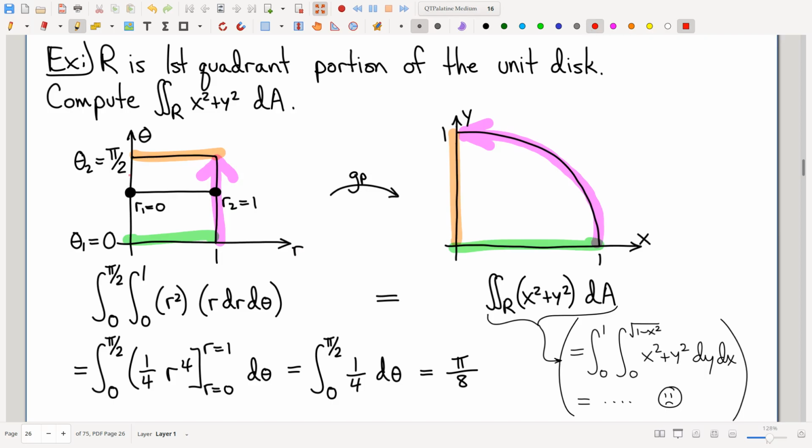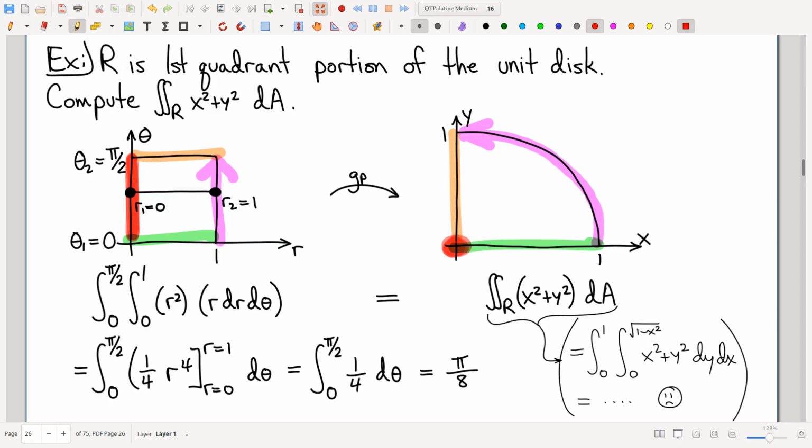And here's the weird one. This edge, this whole left edge in red, is where r equals 0. And so the fact that theta is doing something, whatever, who cares? That whole edge pinches down to that single point.